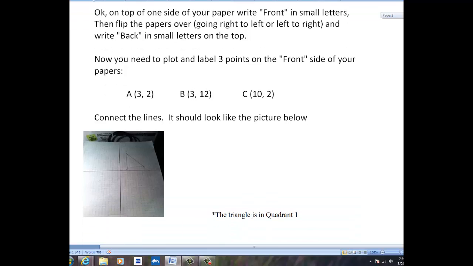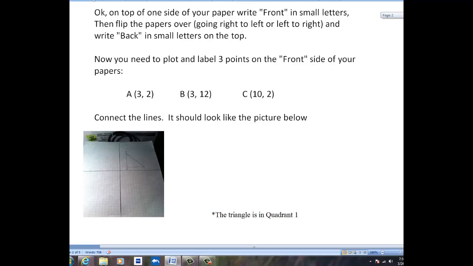Okay, on top of one side of your paper, write the word front in small letters. Then flip the paper over, going from right to left or left to right, and write back in small letters on the top of that side.